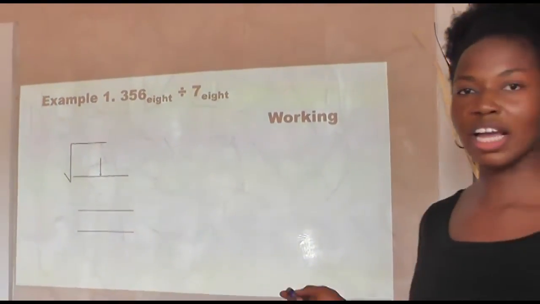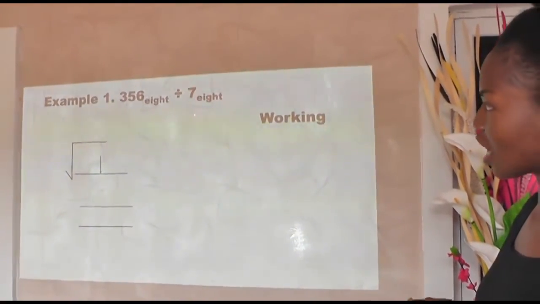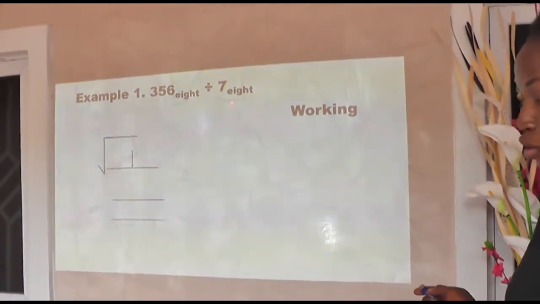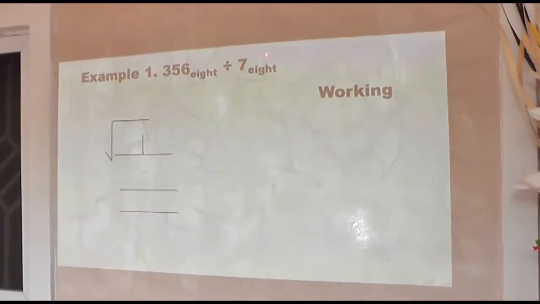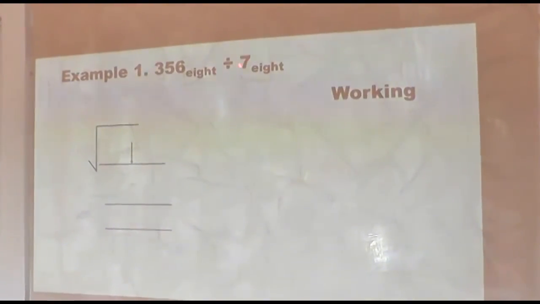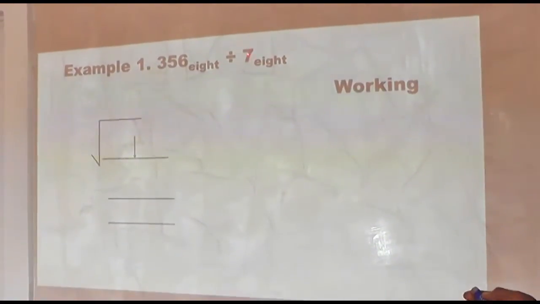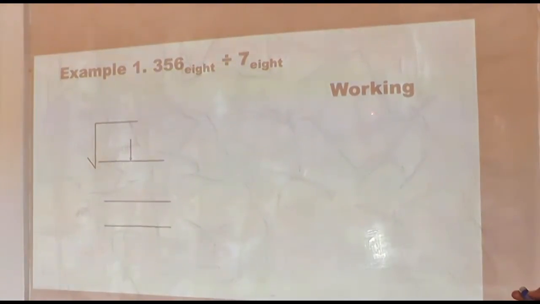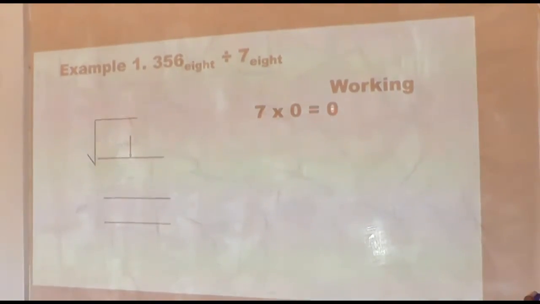Now from what we said in the introduction, the divisor here is 7. We are to divide 356 by 7. Remember, we're working in base 8. Now, I will have to list the single-digit multiples of my divisor. Remember, this 7 is the divisor, the one dividing this. So, I will have to make the table for 7 here. And this is how we go about it.